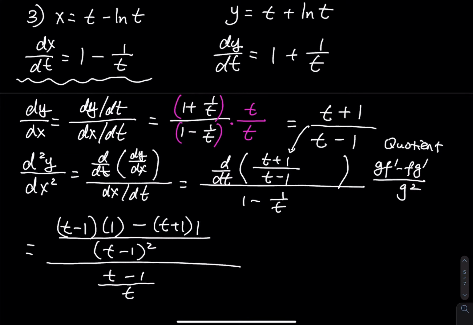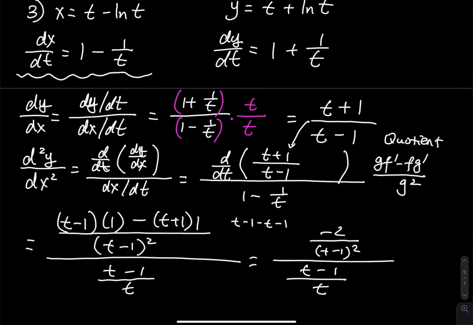And then we have a (t minus 1) divided by t. What's on the top? So the top, you have t minus 1, right? So you have a t minus 1 minus t minus 1. So the t minus t is gone. And then the 1 minus 1 is equal to negative 2. So you have negative 2 divided by (t minus 1) squared.